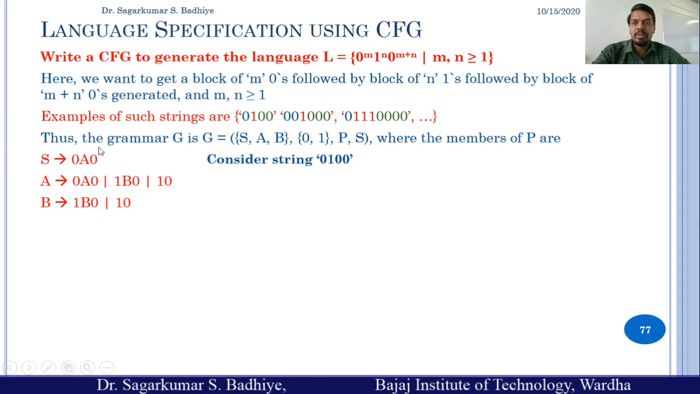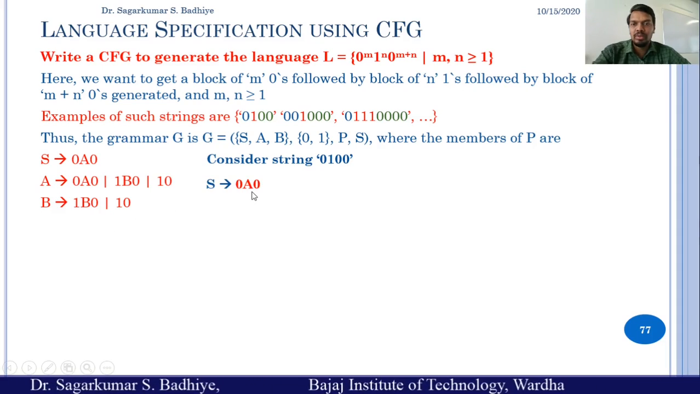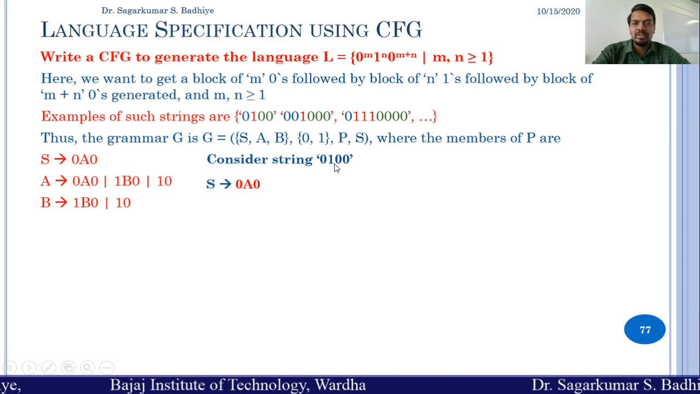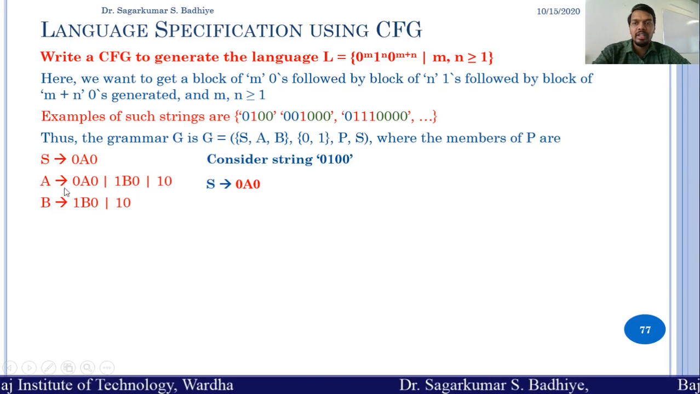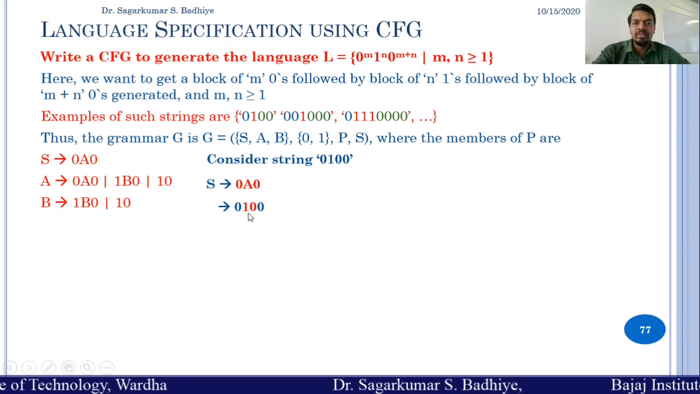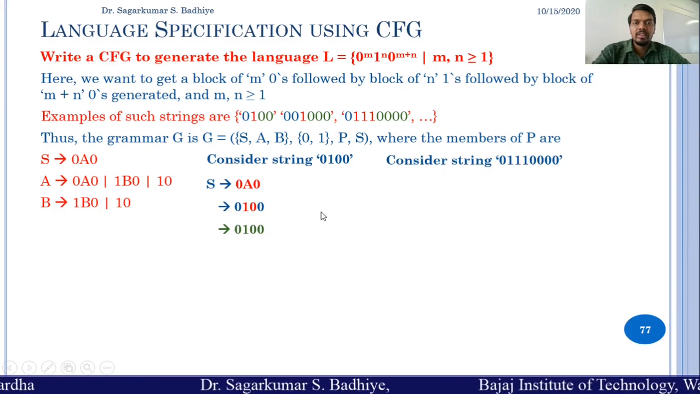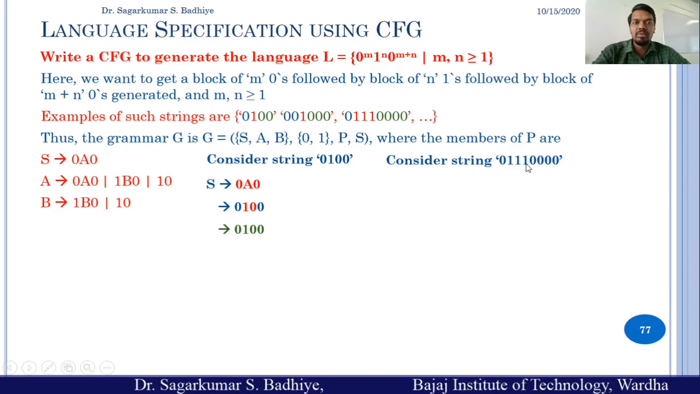Now consider the string 0, 1, 0, 0. This would be generated by the given set of production rules as follows. We will start with the start symbol and use the production S derives 0A0. After this 0A0, there is a 1 directly, so we would be using the production A derives 1 0, and then we would get the required string 0, 1, 0, 0.